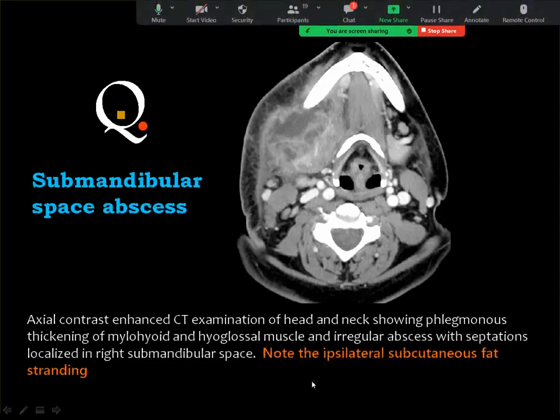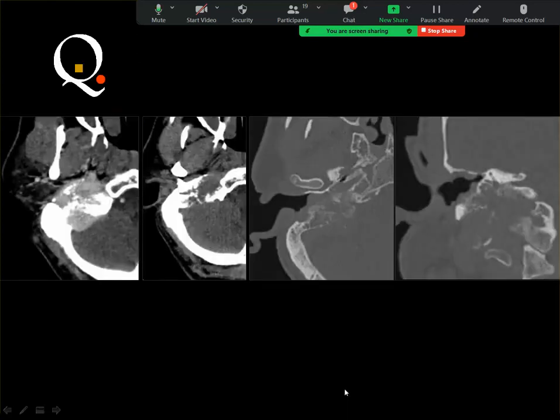And this is a submandibular space abscess. You know, the submandibular space is located lateral to the genioglossus muscle. It contains the submandibular salivary gland, part of the mylohyoid muscle, and some lymph nodes, and this space is involved by this inflammatory reaction. The next case is a CT scan of the petrous bone, axial with contrast, and bone window axial and bone window coronal.